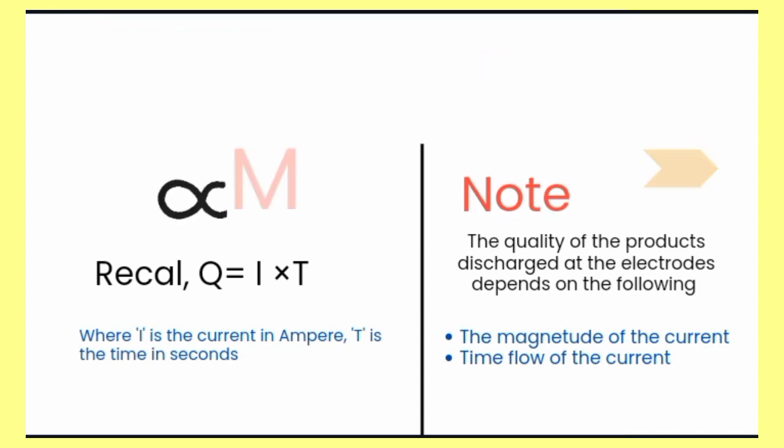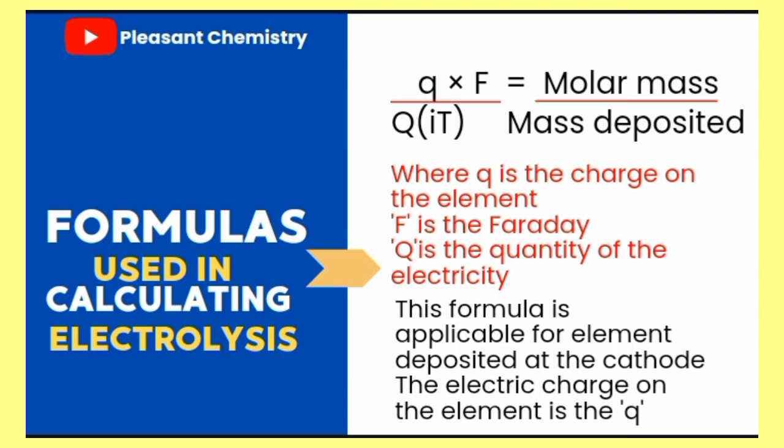Now, let's see some derived formulas for calculating questions involving electrolysis. One, we have Q multiplied by F is equal to molar mass divided by mass deposited, then Q multiplied by F divided by capital Q, and that capital Q is a function of current times time. All right, now let me quickly explain that. When we talk about Q, that Q is the charge on the ions.